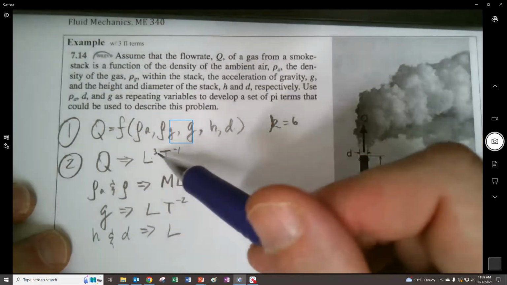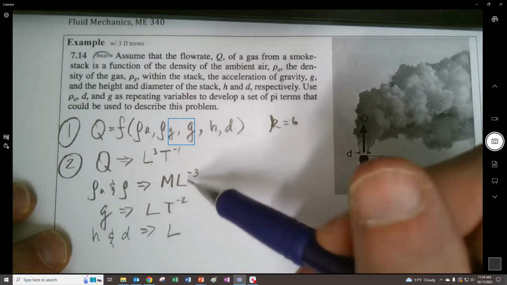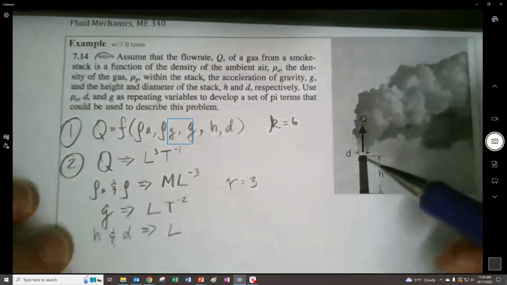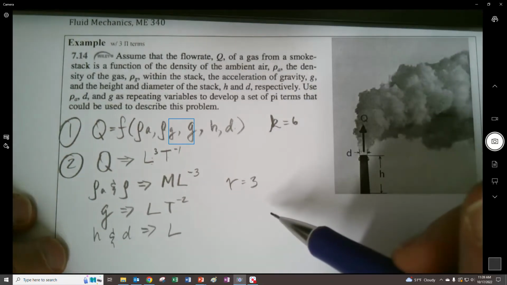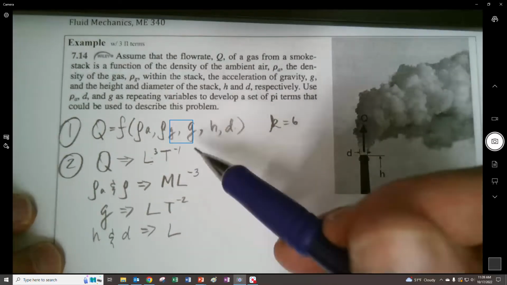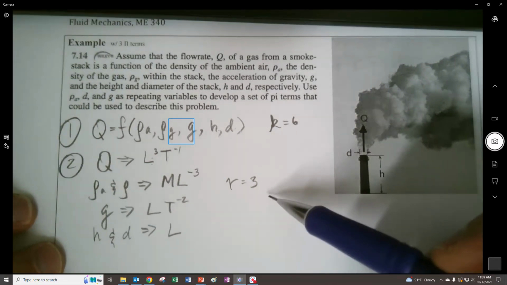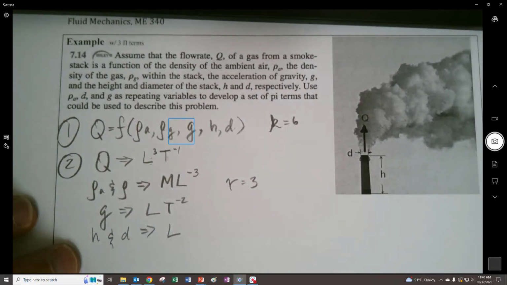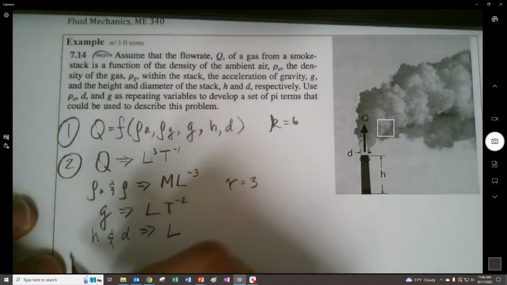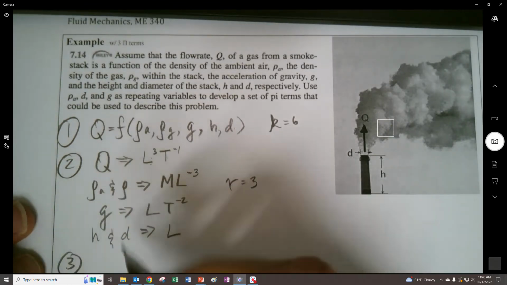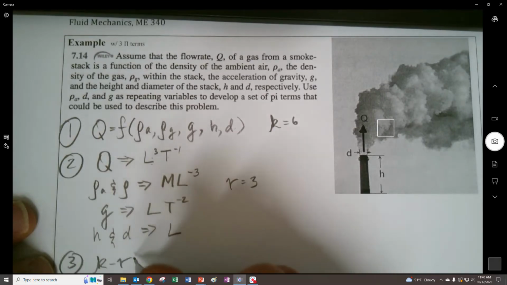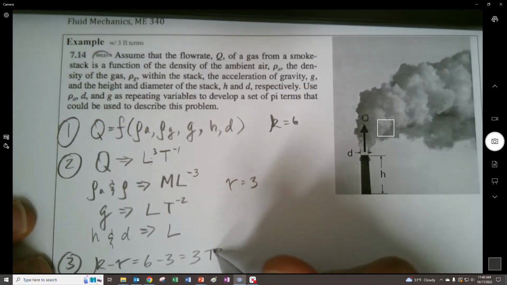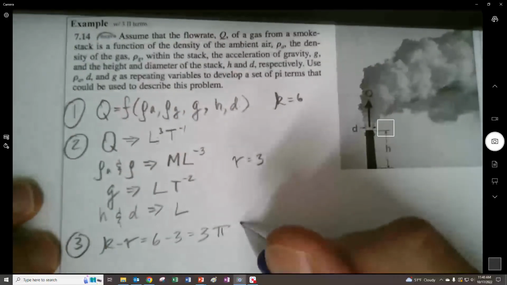So we can see that we have length represented, we have time represented, mass represented. So we have 3 different dimensions represented. That's pretty typical. The previous example only had 2. It's possible to have 4 because we might actually have temperature involved too. But that's the extent that we have of these. So we take our step 3 and K minus R, and we know that's going to be 6 minus 3. So therefore, what we've decided, we have 3 pi terms.